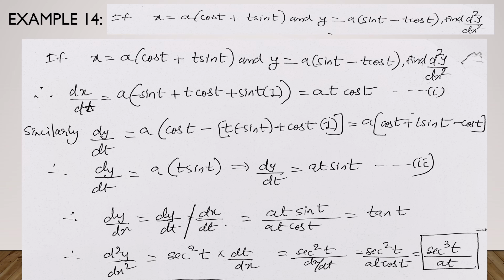So d square y by dx square: the derivative of tan is sec square, so it is sec square t into dt by dx, correct? So it is sec square t upon dx by dt, which is sec square t upon a t cos t, or sec cube t upon a t, right? So don't forget this: since t is again a function of x, you have to multiply by dt by dx, correct? This should not be forgotten. So d square y by dx square is sec cube t upon a t.